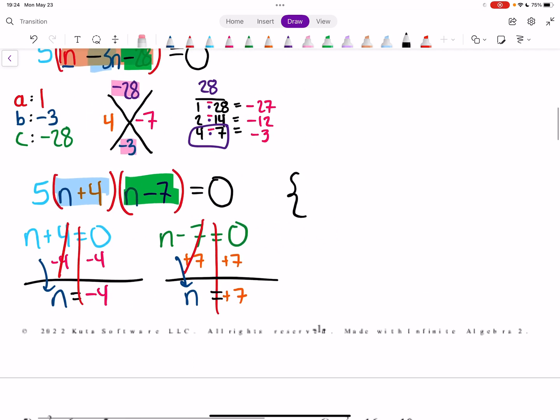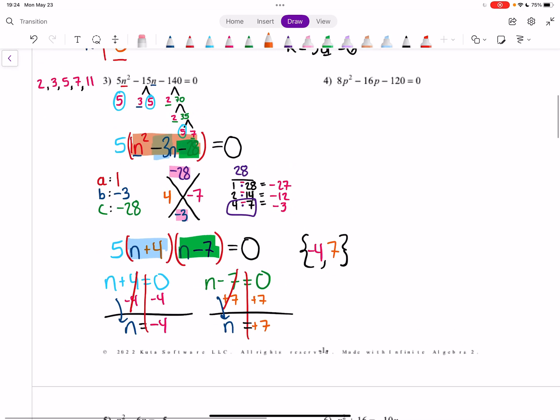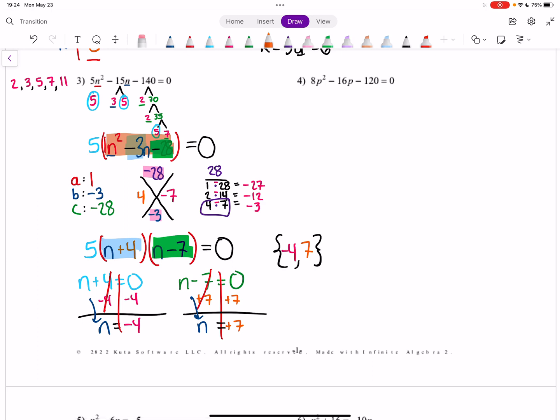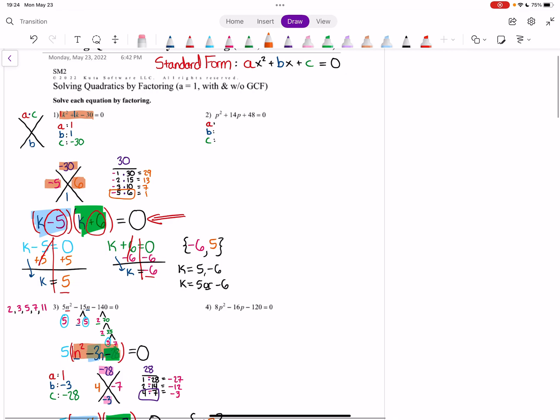Again, best way to write your solution is in braces. We usually write the smaller solution first, which is going to be the negative one. So negative 4, comma, 7 are my 2 solutions. And there you have it. That's how you can solve a quadratic by factoring when it's already set equal to 0 and in standard form, and when your a value is equal to 1.